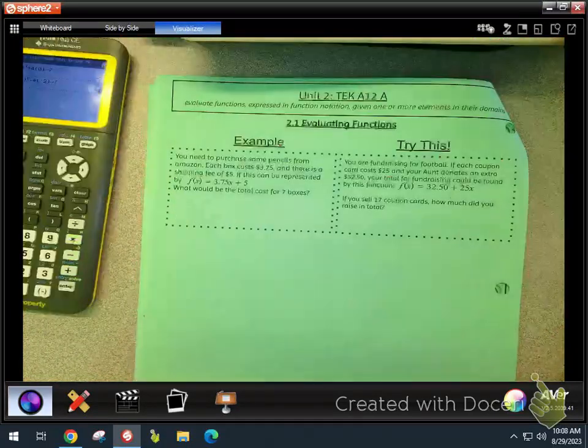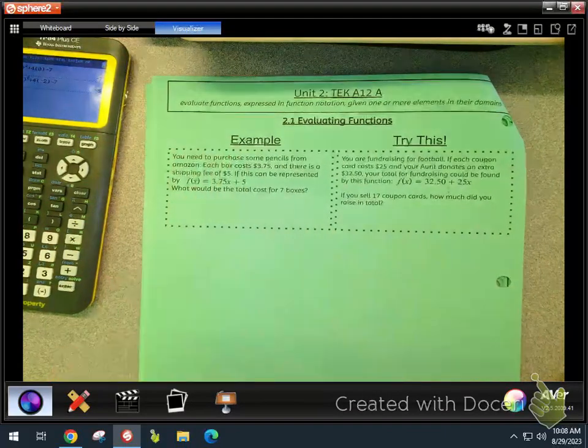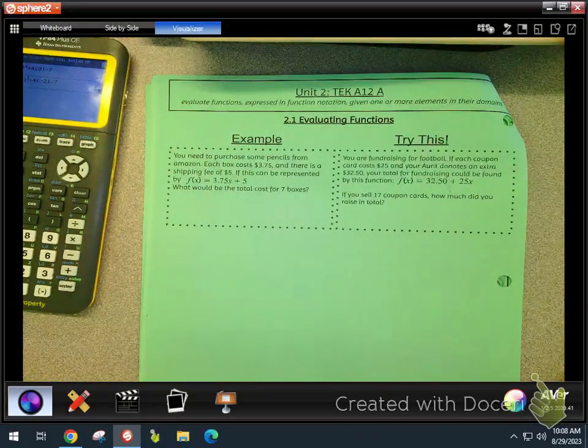I'm almost done. All right, let's do this one word problem together. Okay, page 6.